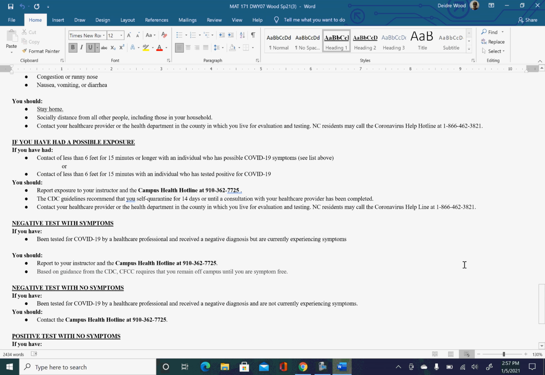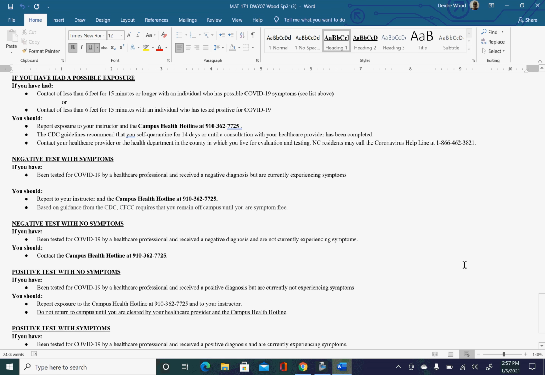If you've had a possible exposure, they outline exactly what that is: contact of less than 6 feet for 15 minutes or longer with a person who has had possible COVID-19 symptoms, or contact of less than 6 feet for 15 minutes with a person who has tested positive for COVID-19. Here's what you should do. You need to report your exposure to me, your instructor, as well as contact the campus health hotline. And then you'll go from there in terms of following your CDC guidelines and that sort of thing.